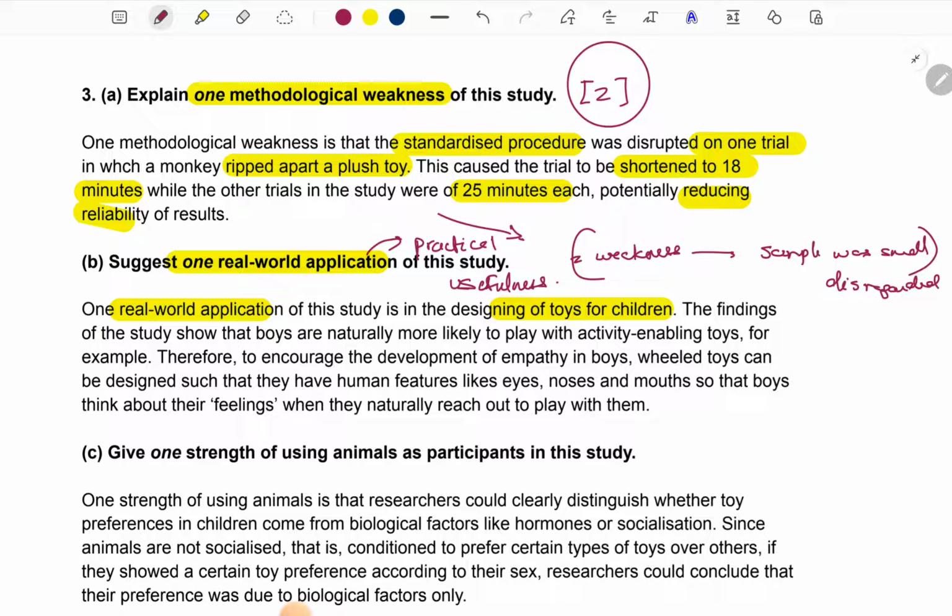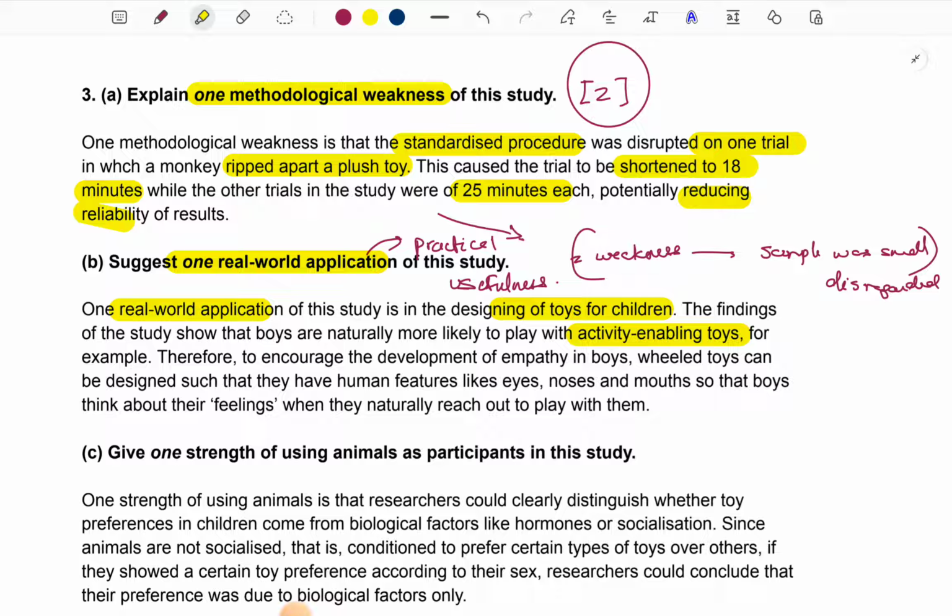They want to know where literally we could use the findings of the study. How does it help us? So think in those terms. Like I said, I don't have anything much to say. The only other thing I can say is be concrete. Give a concrete example, preferably, to make it clear what application you're talking about. Like here, one example is that since boys like to play with activity enabling toys, they like to play with wheel toys. That's what we see in this study.